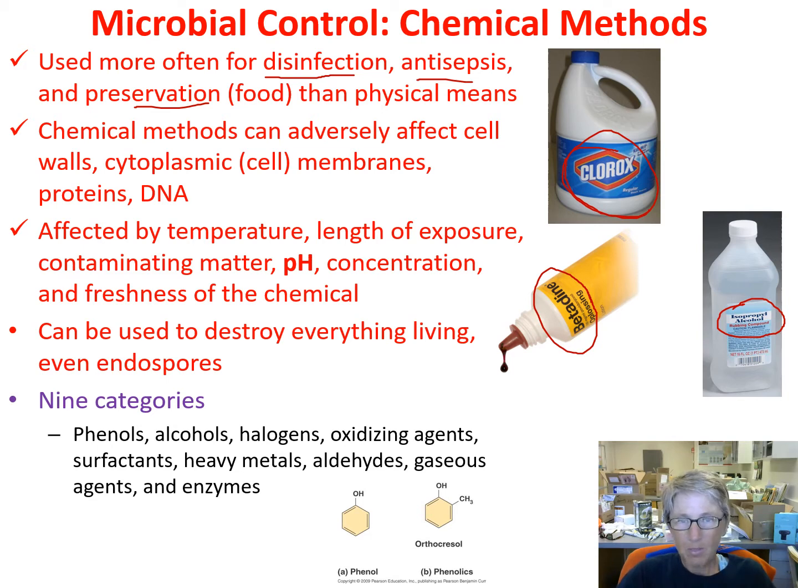If you use a chemical method to control microbes, those methods can adversely affect cell walls. You can disrupt their cell walls and their cytoplasmic membranes. Remember that phospholipid bilayer? Chemical methods can disrupt that. Chemical methods can also disrupt proteins and DNA in bacteria. Chemical methods and their use are affected by the temperature. We looked at that last time. Oftentimes, if you warm up or heat the chemical that you're using to kill a bacteria, it's more effective than that same chemical at room temperature.